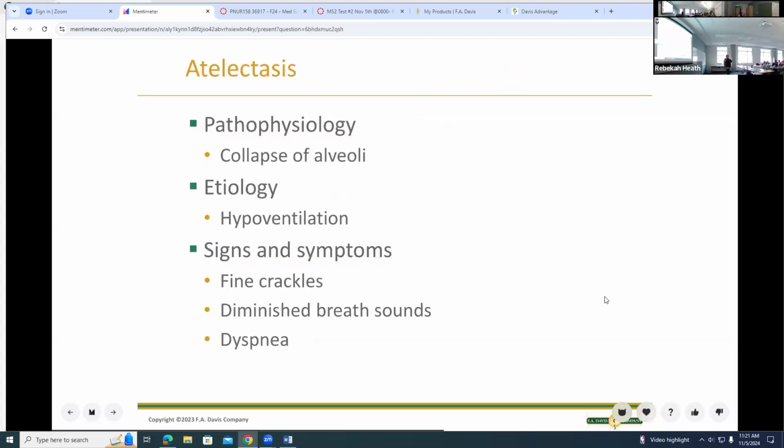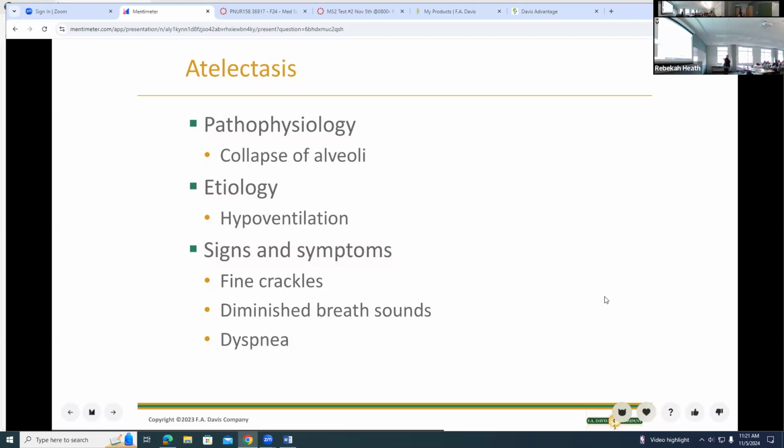Atelectasis. That's where our alveoli collapse. There's a big patient population that we see that has atelectasis. Post-op, yeah, our post-operative patients. They're sleepy, they're sedated. Sometimes they have belly surgery, they don't want to take deep breaths. And so those alveoli aren't being expanded and they just collapse. So it's hypoventilation that causes it.